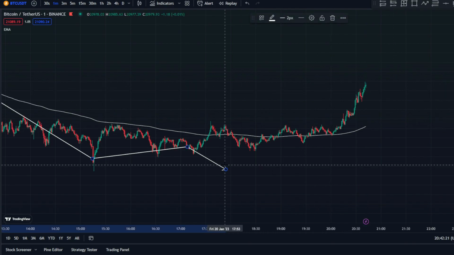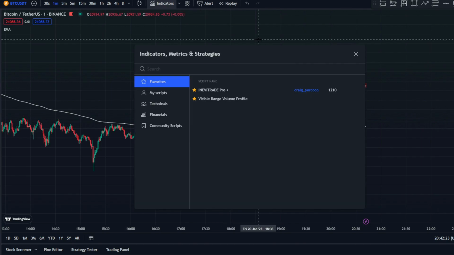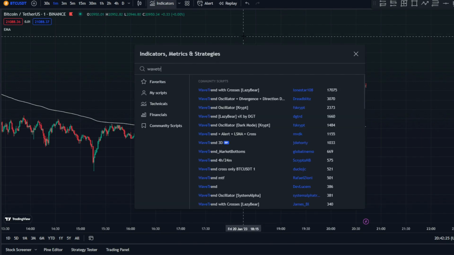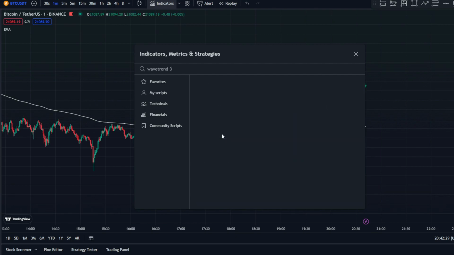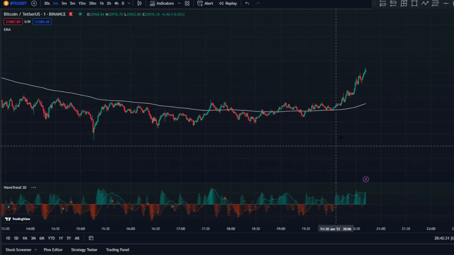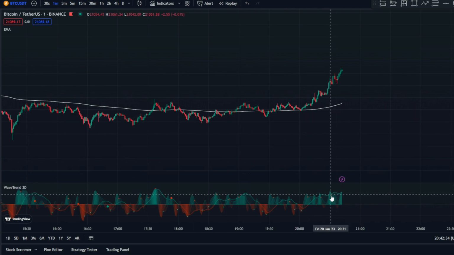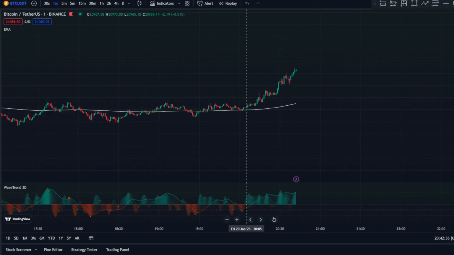So the next indicator that we'll be using is the Wavetrend indicator. You want to search Wavetrend, and you want to search this Wavetrend 3D. You don't want anything else, you just want to click this, and this is where you get your indicator. And you see these red dots and these green dots, and you basically don't need any of the other signals except for the dots.